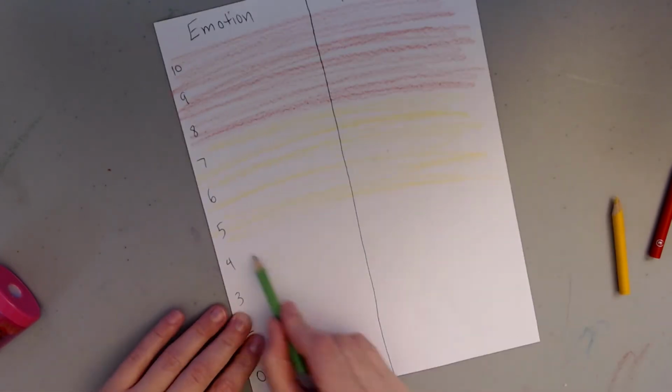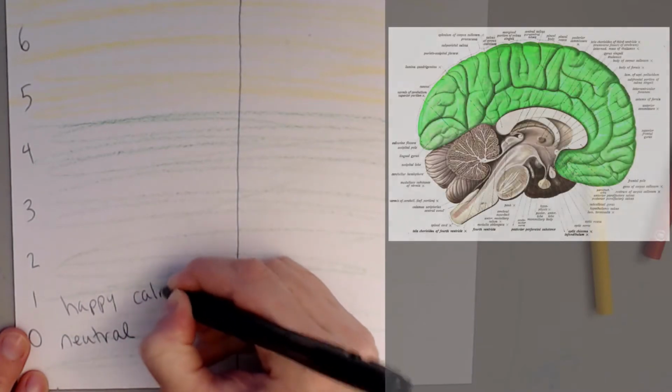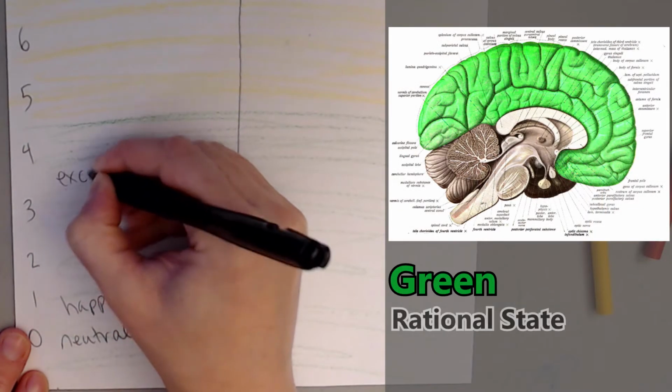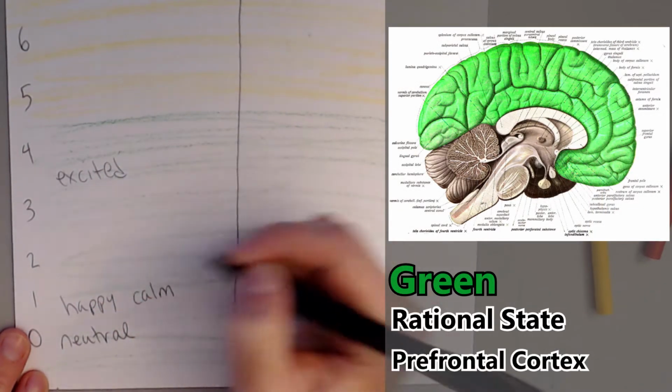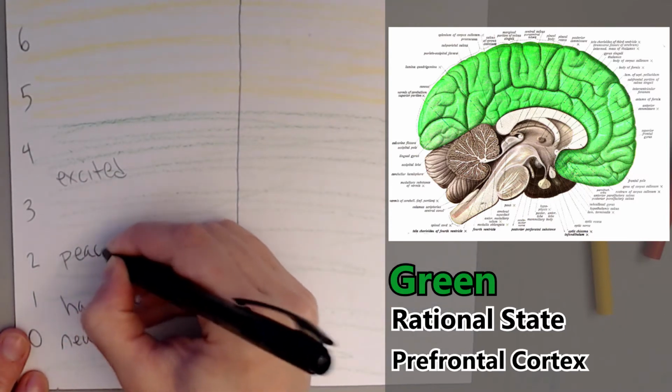Now, on the green part, we're going to write down some of the emotions that you feel when you're in this relaxed state. So it could be happy, calm, peaceful, relaxed, excited, bubbly, whatever emotions that you're feeling while you're in your green state of mind. And then we're going to match those feelings to actions that we take while we're in this state of mind.